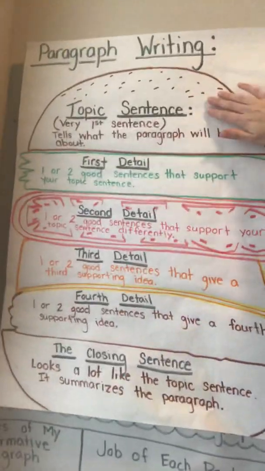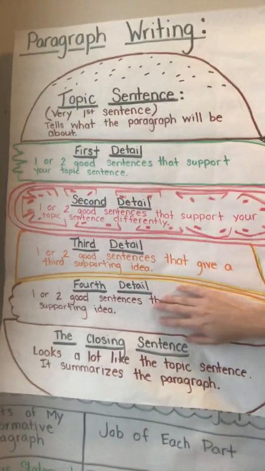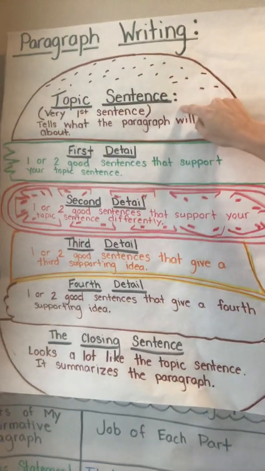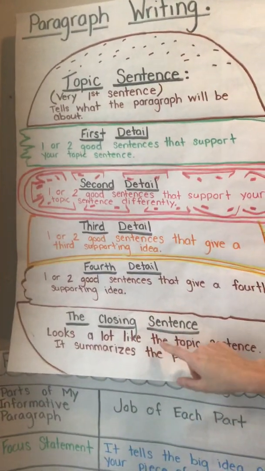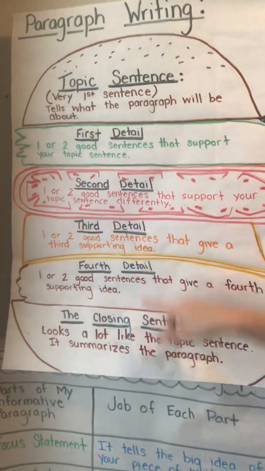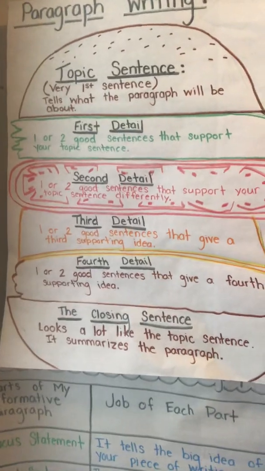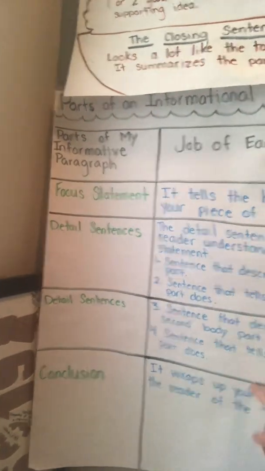We had our hamburger chart of how to make a paragraph. So you have your topic sentence that starts. Then all of the middle part of the hamburger is all the details that tells about the topic, and then at the bottom you have your closing, which just lets them know what this whole paragraph was about. So it reiterates what the topic sentence was. We also had this chart that talked about in detail about our parts as well and what each part does.